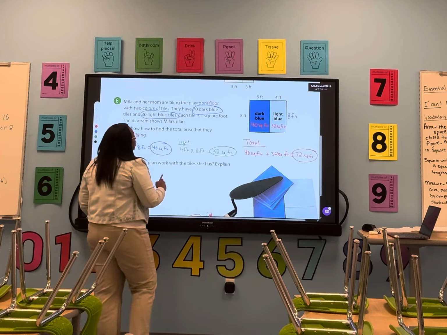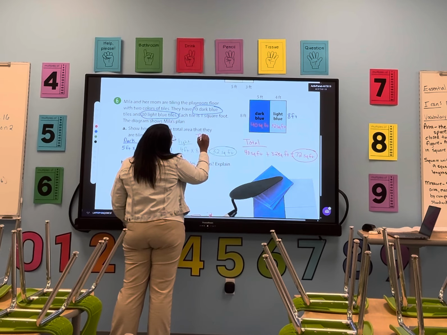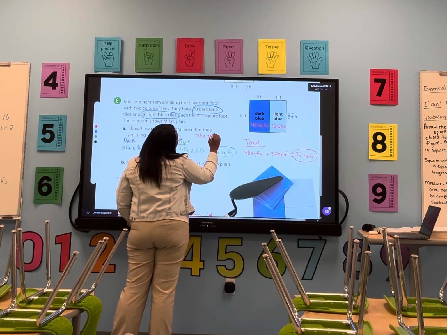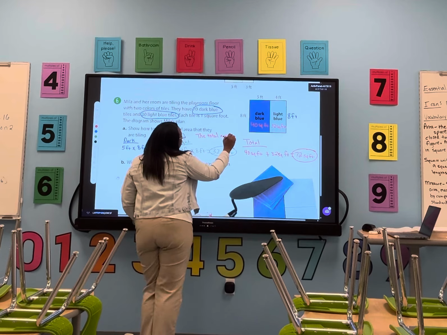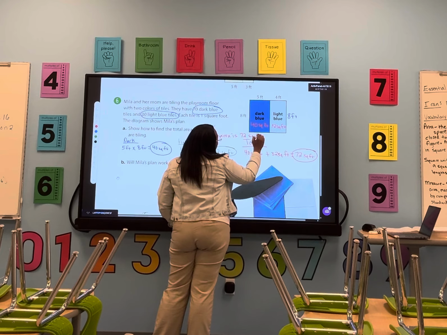And you can write that. It says to show how to find the total. So I would say the total area is 72 square feet.